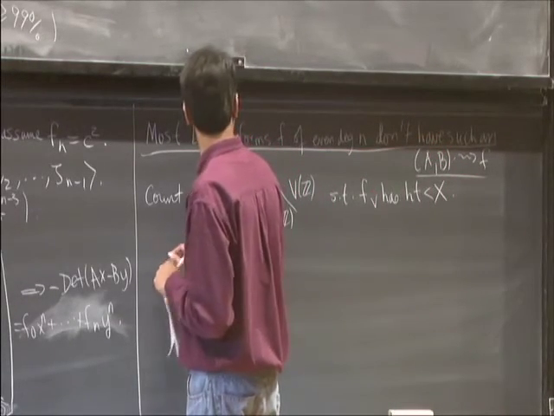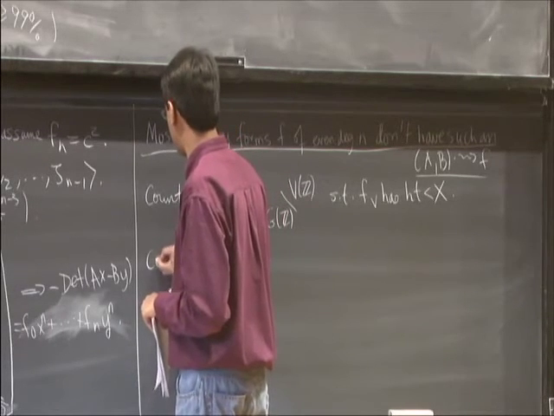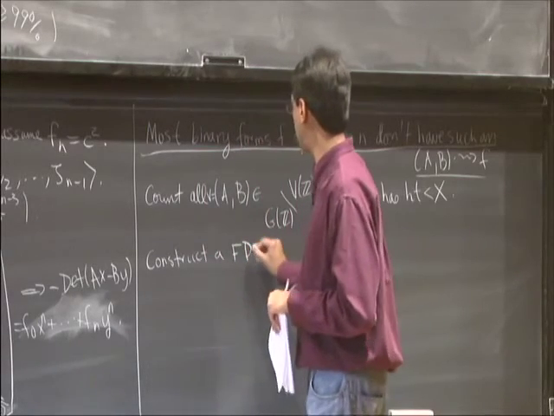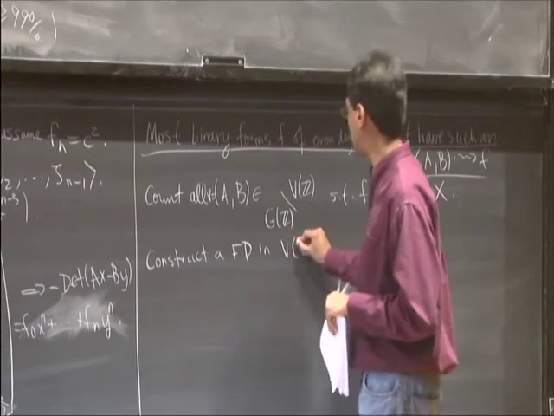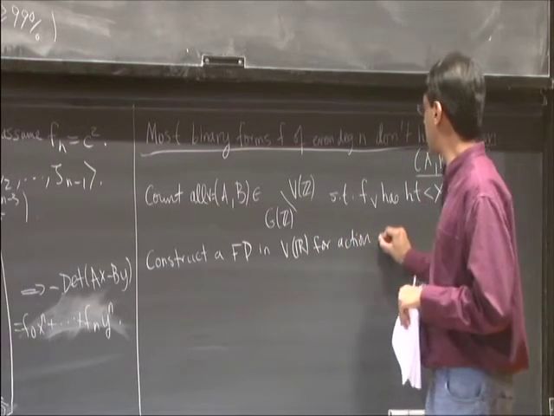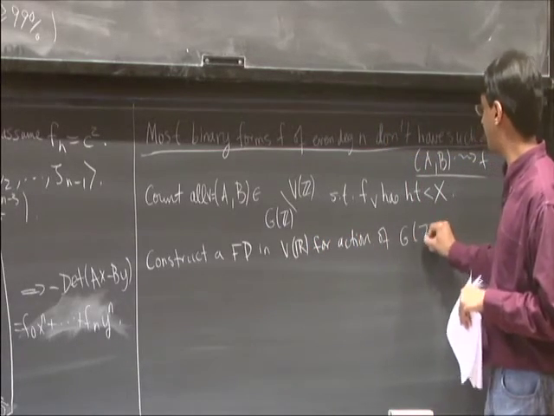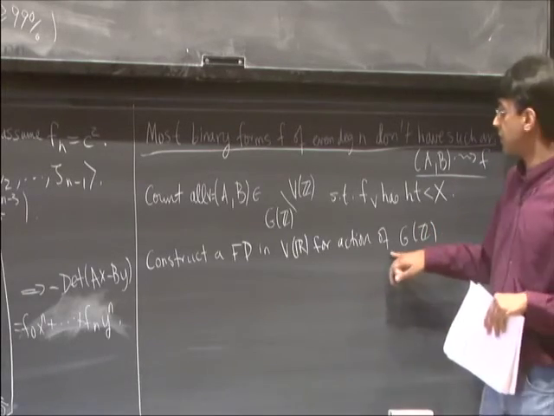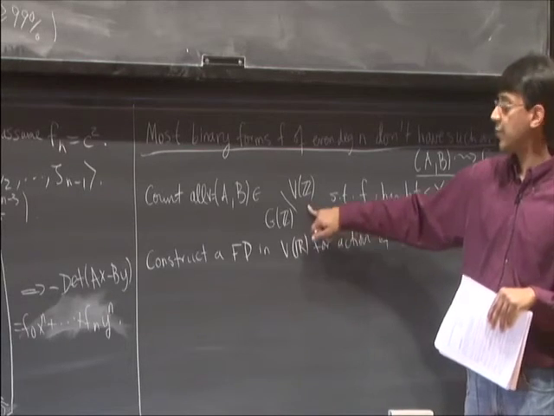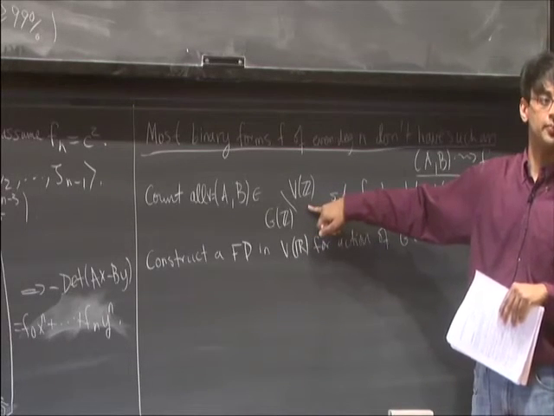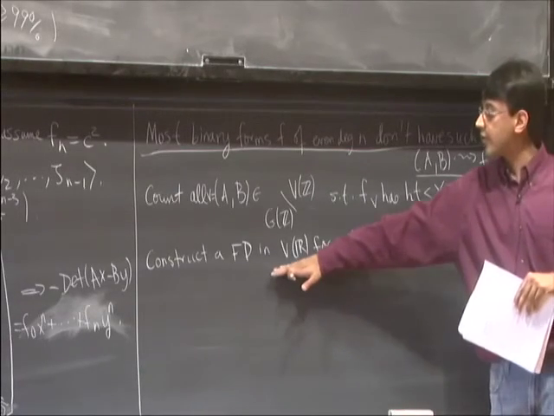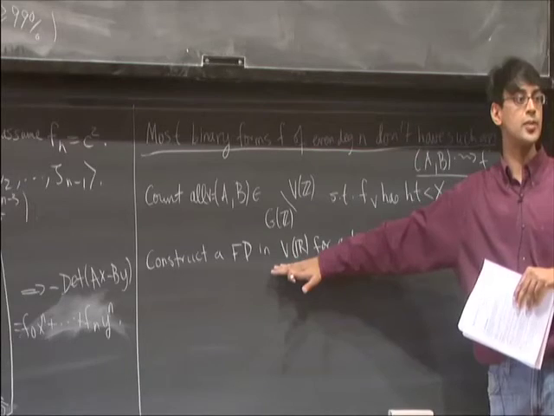So the way to go about this is what we do is we construct a fundamental domain in V(R) for the action of G(Z). And then when inside the fundamental domain, if we look at the lattice points, then those will correspond to elements of V(Z) mod G(Z). Right, we let G(Z) act on all of the real vector space, and then if you just look at the lattice points, those are the elements of V(Z).